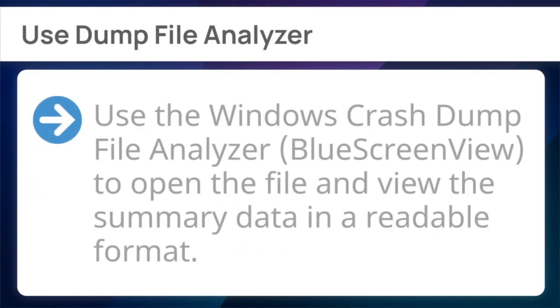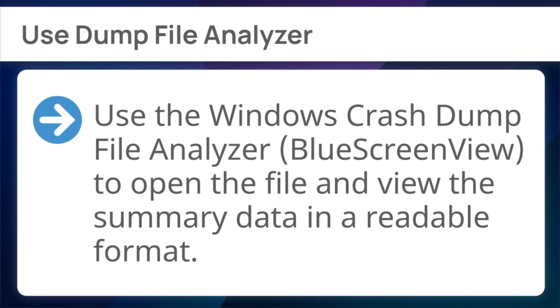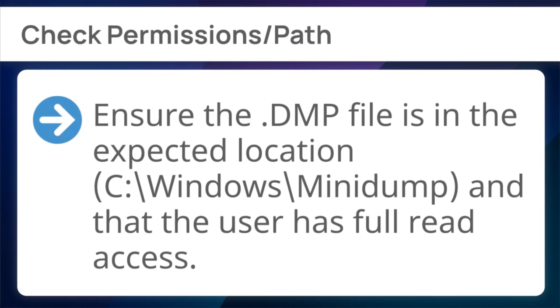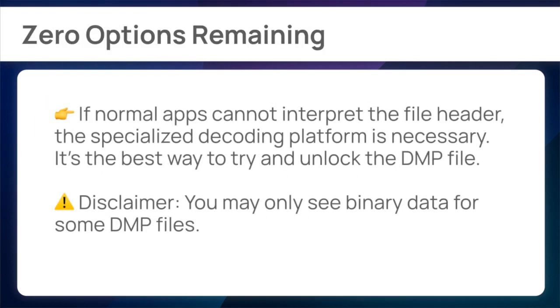Next, use Dump File Analyzer. Use the Windows Crash Dump File Analyzer, BlueScreenView, to open the file and view the summary data in a readable format. Finally, check the permissions and path. Ensure the DMP file is in the expected location, see Windows Minidump, and that the user has full read access. If the file is still not working, we can safely say it's not a simple issue.